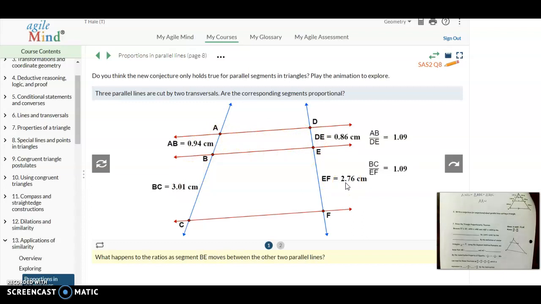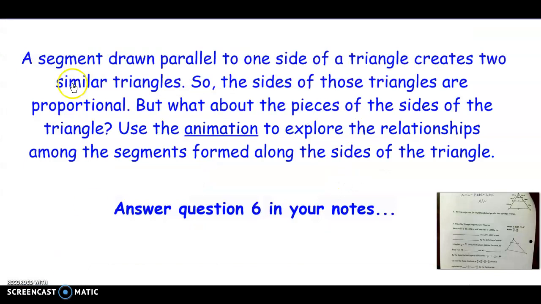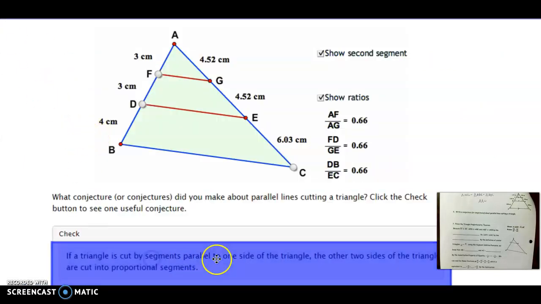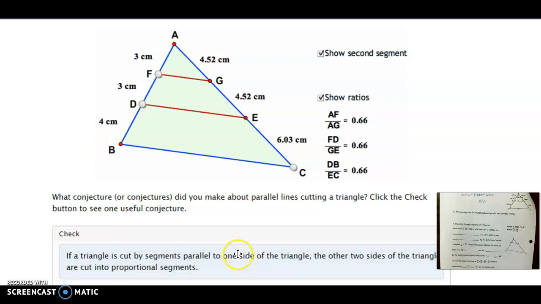So that is our conjecture on number 6 in our notes. We are going to write the fact that if a triangle is cut by segments that are parallel to one of the sides, then the other two sides of the triangles are cut into proportional parts or segments.